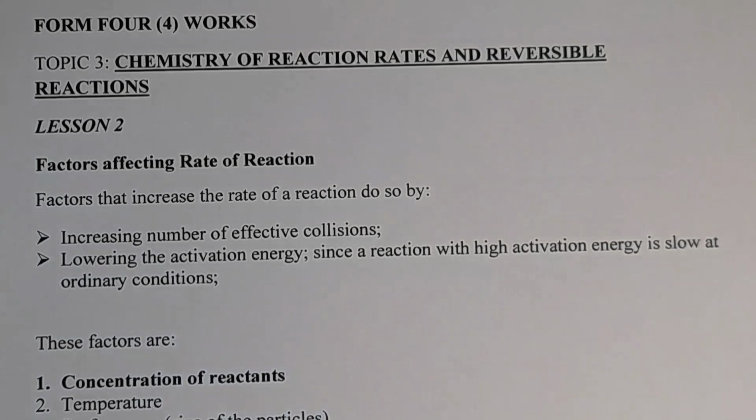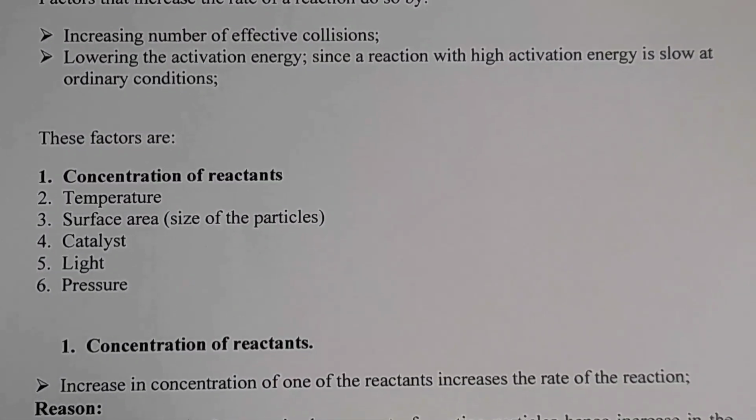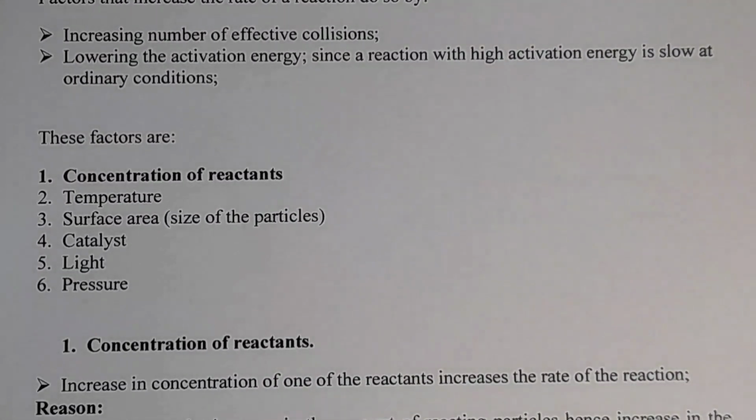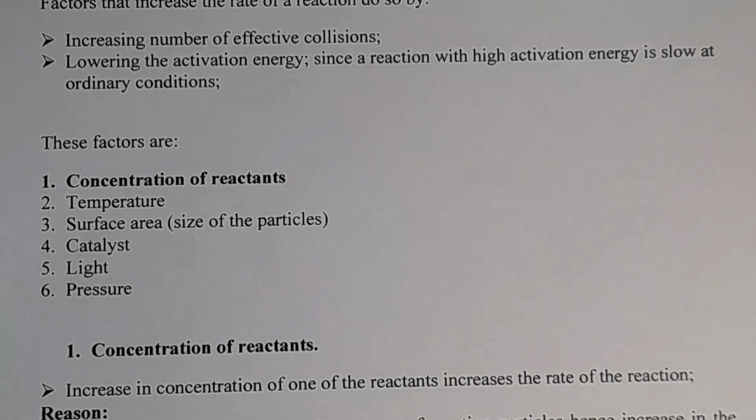Number 2, lowering the activation energy, since a reaction with high activation energy is slow at ordinary conditions. So the factors that affect the rate of a chemical reaction include: 1. Concentration of reactants, which is used when the reactants are in solution form. Number 2, temperature. Number 3, surface area or the size of the particle. Number 4, catalyst. Number 5, light. And number 6, pressure, which we use when the reactants are in gaseous form.